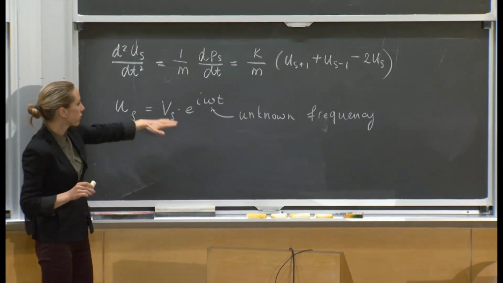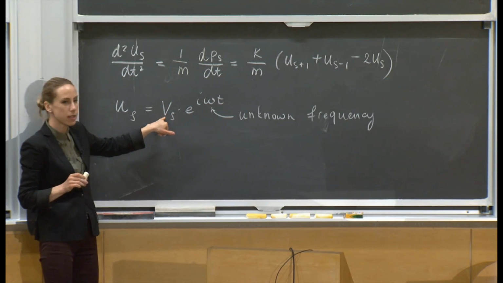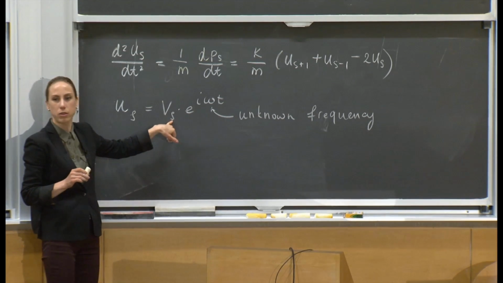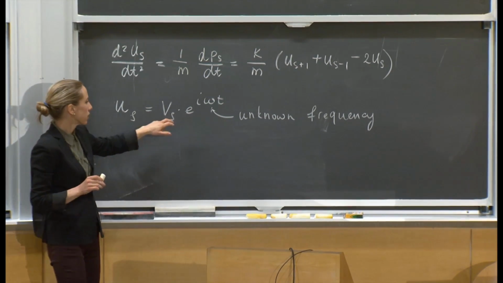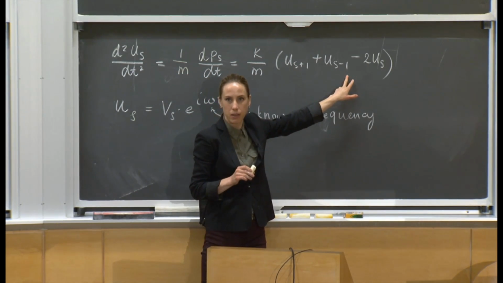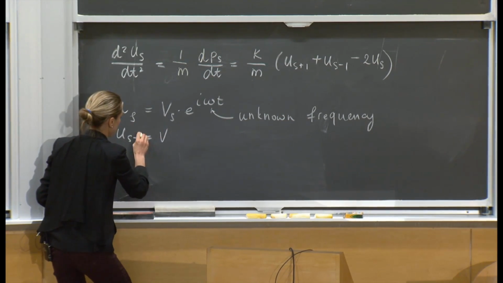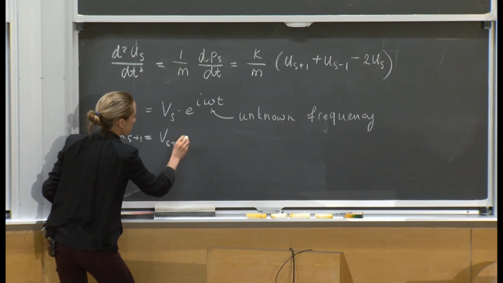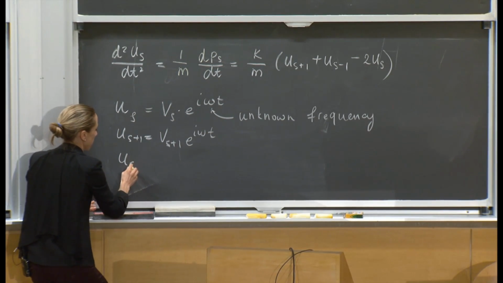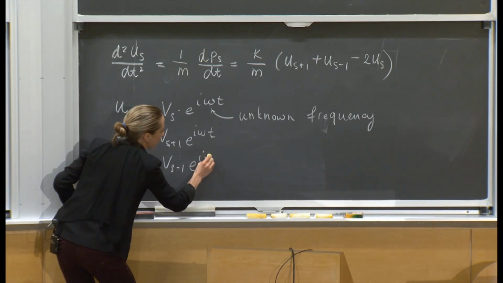When we take a second derivative of this function, this amplitude v_s here does not depend on time, but it does depend on this number s, which means here we will have v_(s+1), here we will have v_(s-1). So u_(s+1) will be simply v_(s+1) e to the i omega t, and u_(s-1) will be v_(s-1) e to the i omega t.